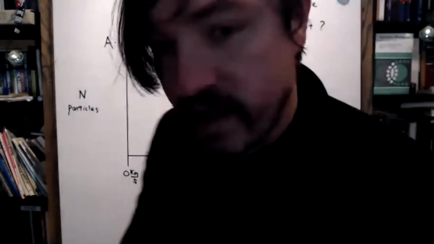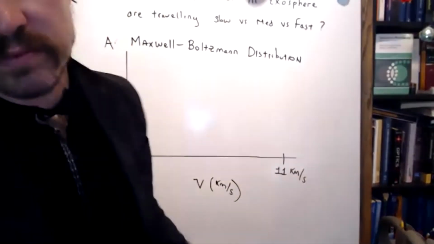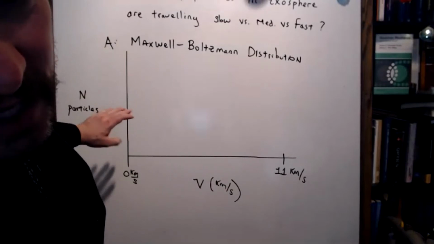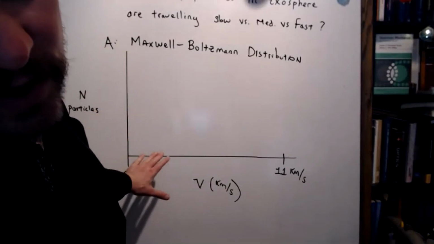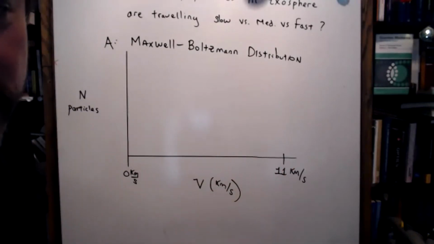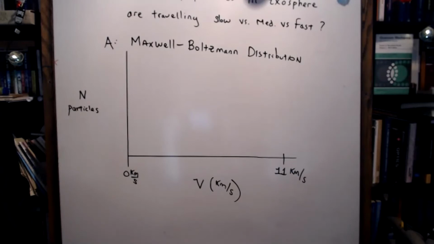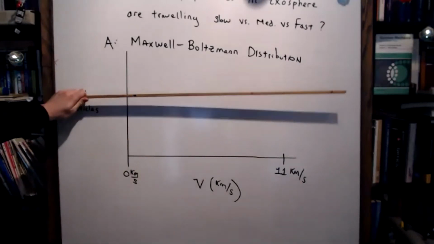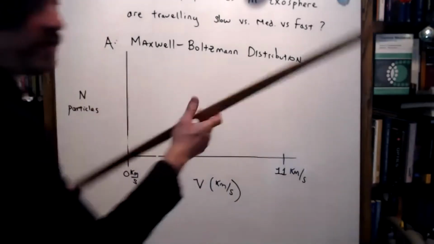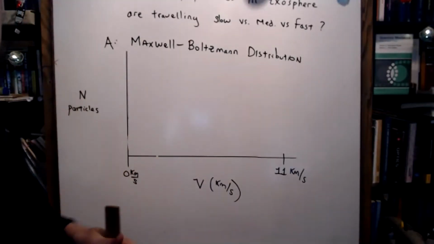Let me ask that question again, because did you hear the question? The question is, what would your distribution look like if you had equal numbers of particles traveling at slow, medium, and fast speeds? What would the graph look like? It'd be a straight line. That's right. It would look like this, right? Because you'd have the same number of particles moving at every velocity you could imagine.